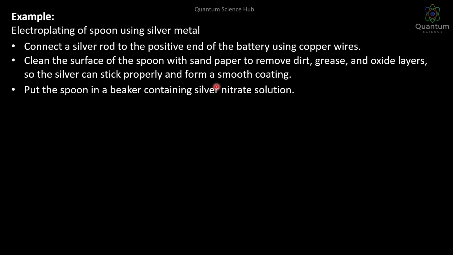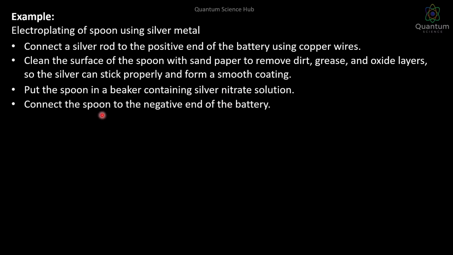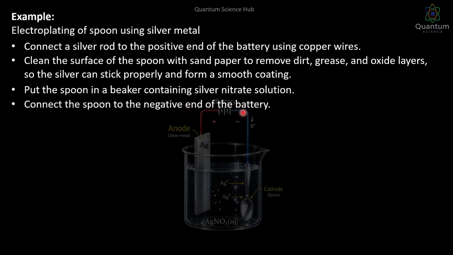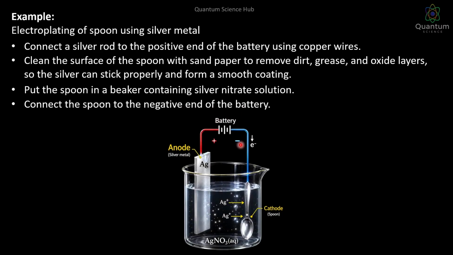So the solution also contains silver ions. In this case, we are using silver nitrate. Next, we connect the spoon to the negative end of the battery. And this is the picture of electroplating of a spoon by using silver.